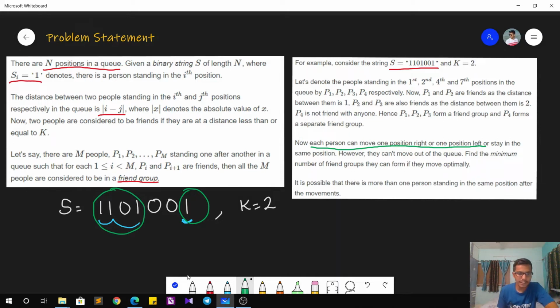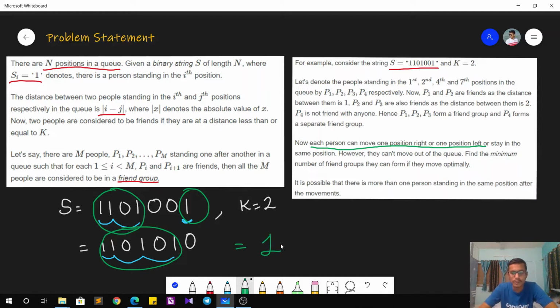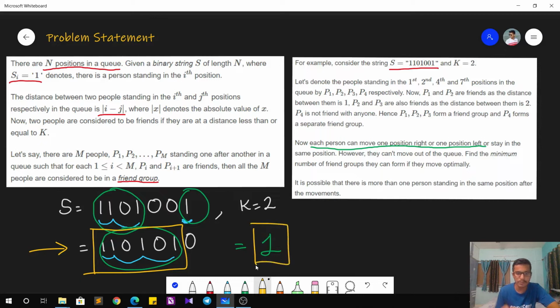In the example that we just saw, the last person can move one position left, so that the resultant string will be 1101010. So this person moved one position left. Now you can see that these two people are friends, these are also friends, and these are also friends. So they form a single friend group. The minimum possible answer in this case is 1. The answer cannot be less than 1. In this manner, we have to find the minimum number and report it. Remember that we are not asked for this configuration in the output. We just have to report the minimum number of groups formed.